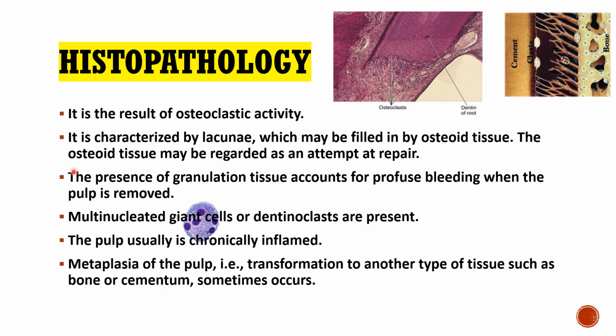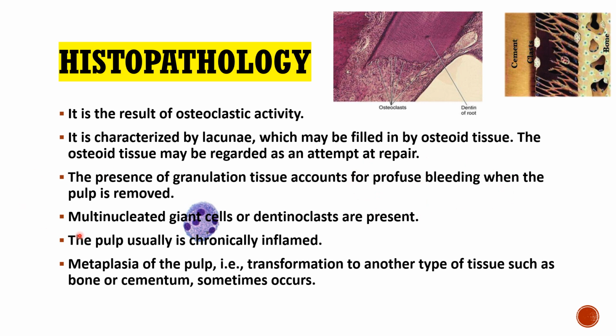The next thing will be the presence of granulation tissue, again an attempt to repair. Now we have seen earlier that the dentine is replaced by the granulation tissue, and the treatment for this internal resorption is the removal of the pulp. Granulation tissue contains too many blood vessels, capillaries. So whenever you're trying to remove this pulp, there will be profuse bleeding that you'll see.